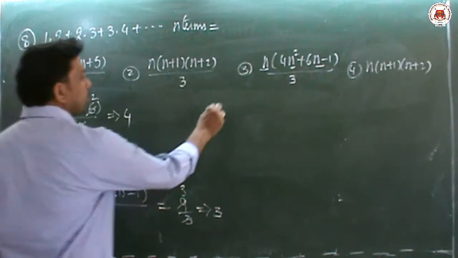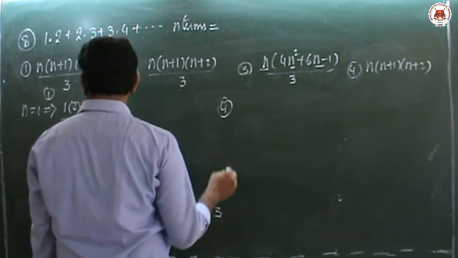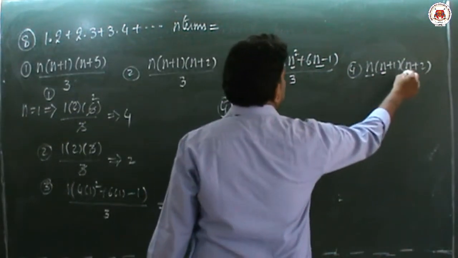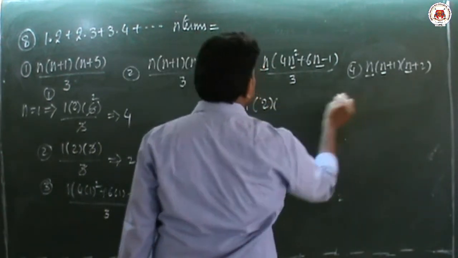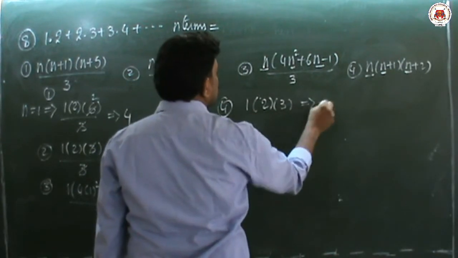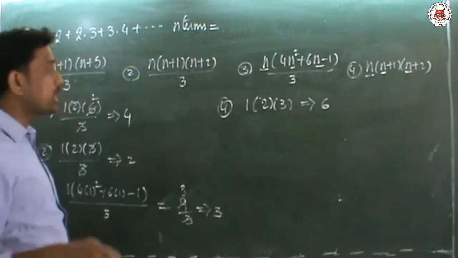Now we will go to the fourth option. In the place of n, you put 1. 1 into 1 plus 1 is 2, 1 plus 2 is 3. So what is the answer? 2 3s are 6. Now we will check it out, Rachana.